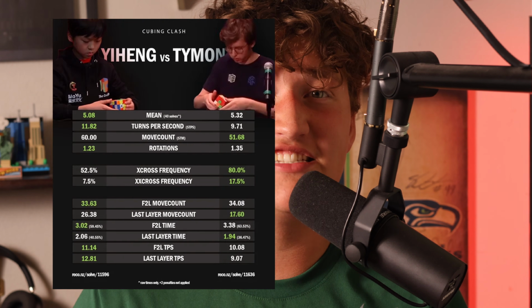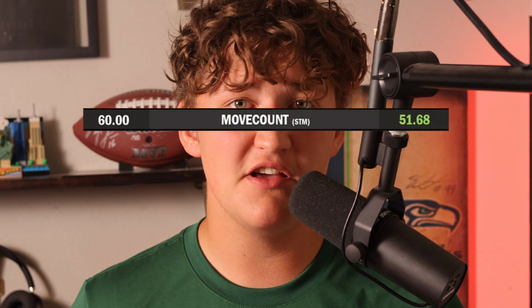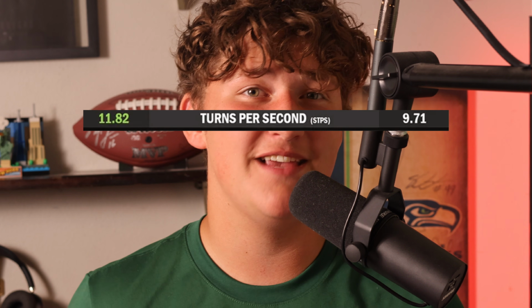He's actually very, very efficient, because he's always setting up to free pairs and stuff. Comparing Yiheng's and Tymon's move counts, Yiheng is slightly less efficient, but he's able to have a way higher TPS because of his basic solutions. So yes, Yiheng is bleeding a move or 2 every single solve during his F2L, but he's able to turn way faster, so it doesn't even matter anyways.